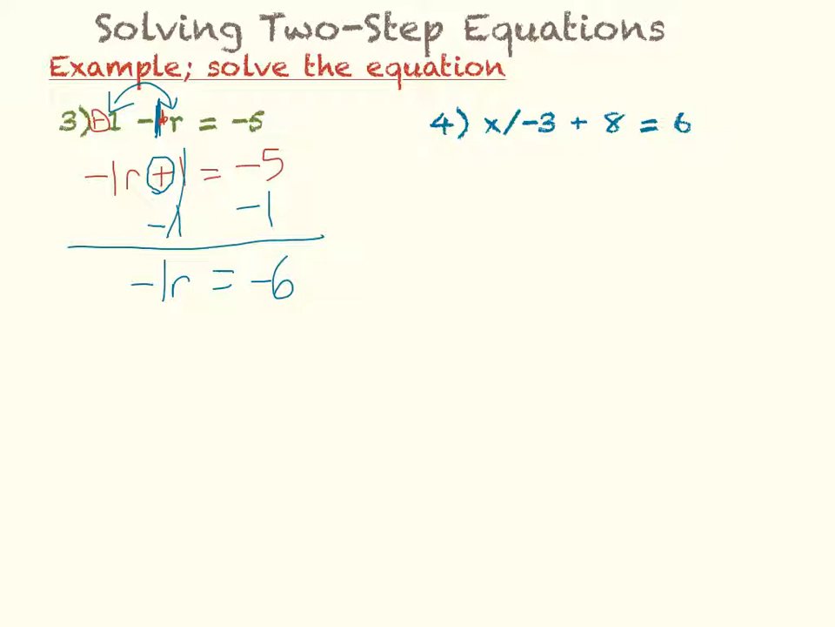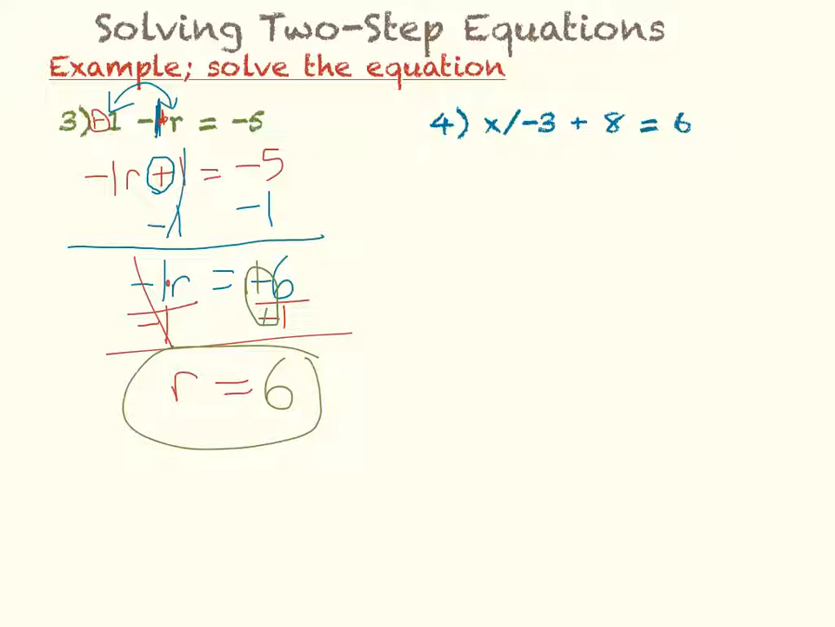And then I have negative 1 times r equals negative 6. So to get rid of times r, I need to divide by the number. So I'm going to divide by negative 1. When I divide by negative 1, that cancels out. And then I have r equals negative 6 divided by negative 1. I have a double negative, so that's going to turn it into a positive. So r equals 6. And that is your final answer.